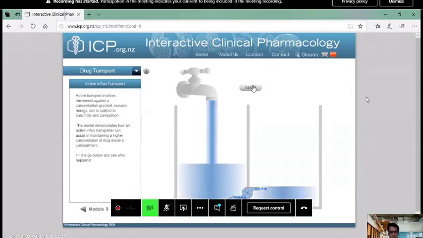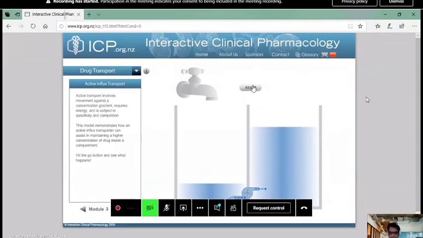So this is also another pump. It's the same thing, they're showing it in a different way.